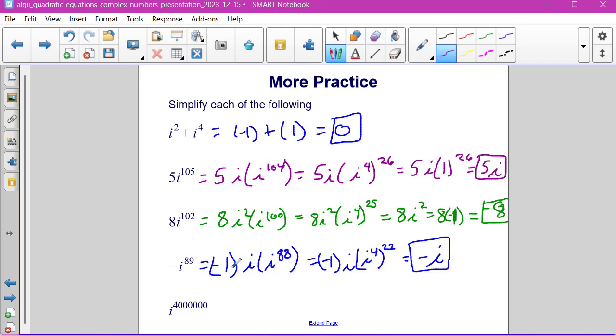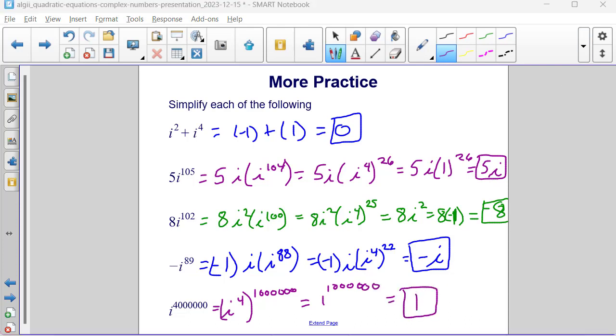And now we have one more remaining. We have i raised to the 4 millionth power. So that can be rewritten as i to the 4th raised to the millionth exponent. And i to the 4th is 1, so 1 to the millionth exponent is just 1 as our final answer.